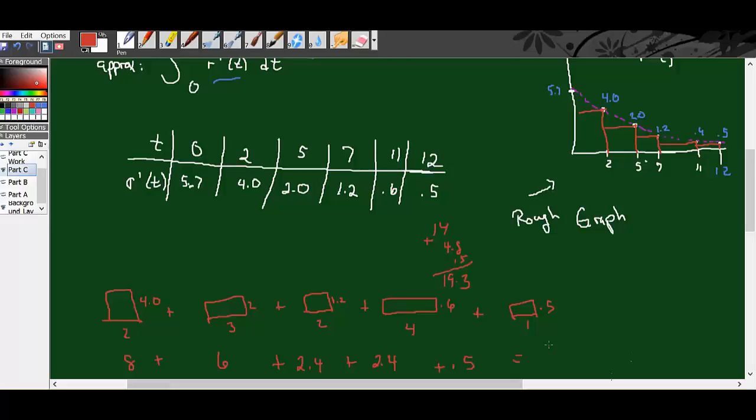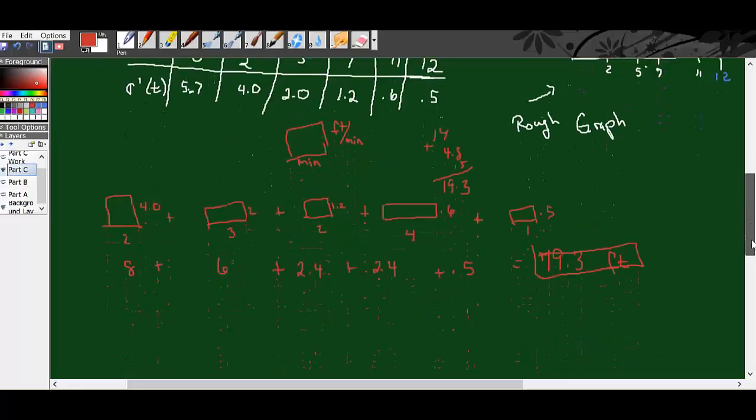So that's 19.3. Now let's talk about the units. This time, this was minutes by feet per minute. And the area of that then is going to be feet. 19.3 feet, positive. 19.3 feet. That would be hopefully a little better.